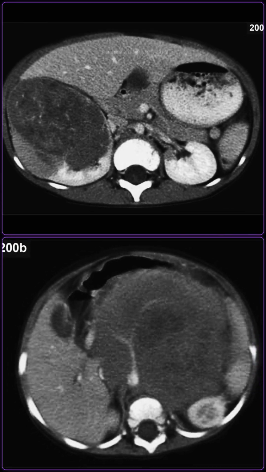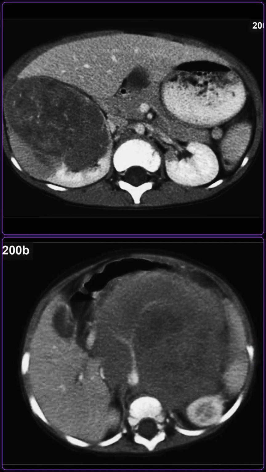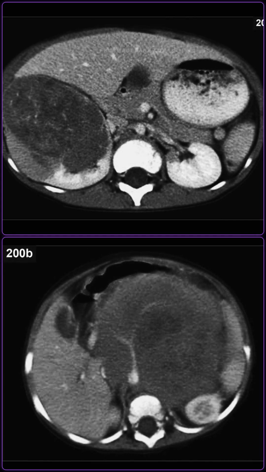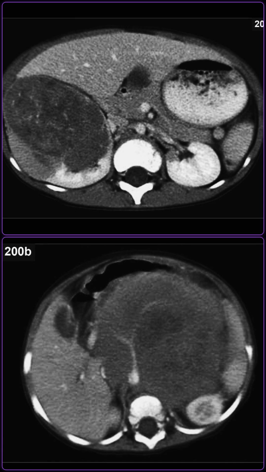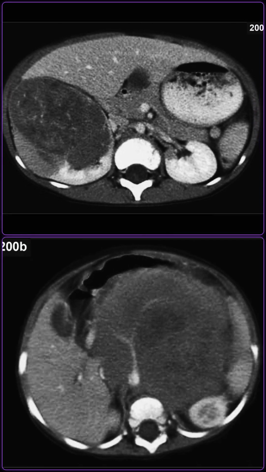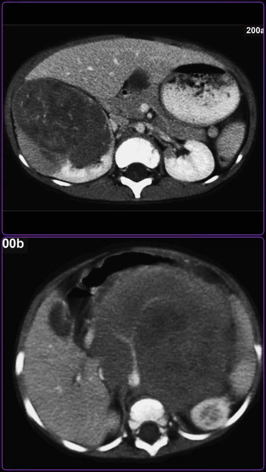What is the association of bilateral Wilms tumors with nephroblastomatosis, and how does the CT appearance of Wilms tumor compare to neuroblastoma? Bilateral Wilms tumors occur in approximately 10% of cases and are strongly associated with underlying nephroblastomatosis, which is the persistence of embryonal nephrogenic rests.